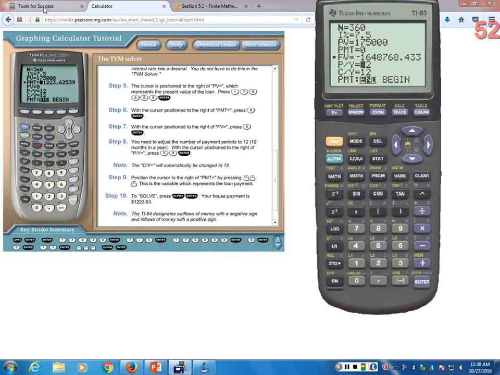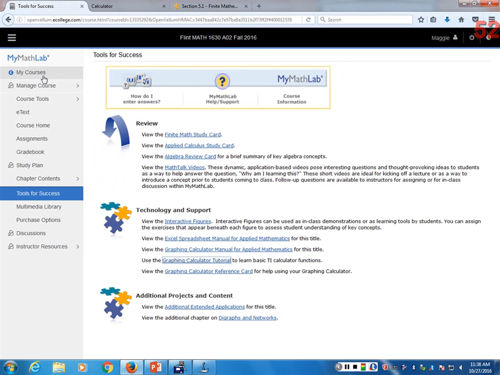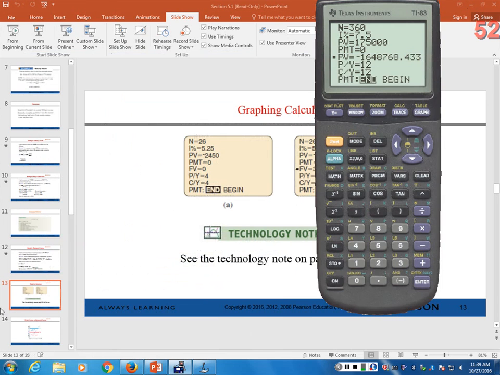So be aware, once again, this was in my math lab, and it's on Tools for Success, and it's down here on the Graphing Calculator tutorial, not the manual, the tutorial. It'll show you how to use the TVM solver, so don't forget between now and next class period.